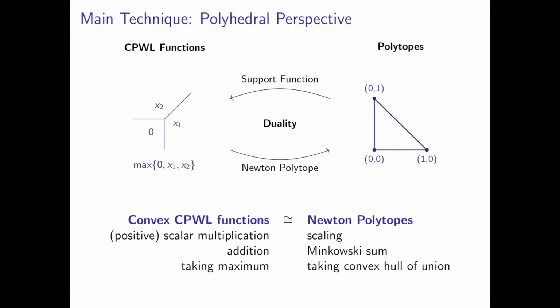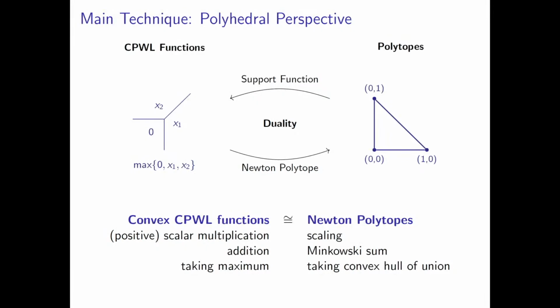The Minkowski sum of 2 sets is just the set of sums of elements of the 2 respective sets. And finally, if you take the maximum of 2 functions, that corresponds to taking the convex hull of the 2 polytopes. And that makes this map basically into an isomorphism between convex continuous piecewise linear functions and polytopes with respect to these operations.